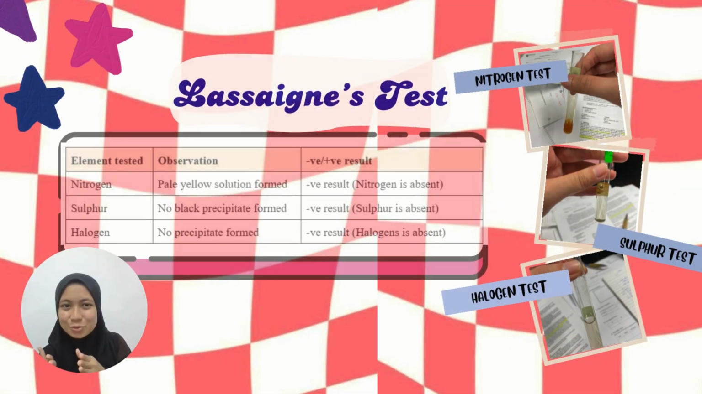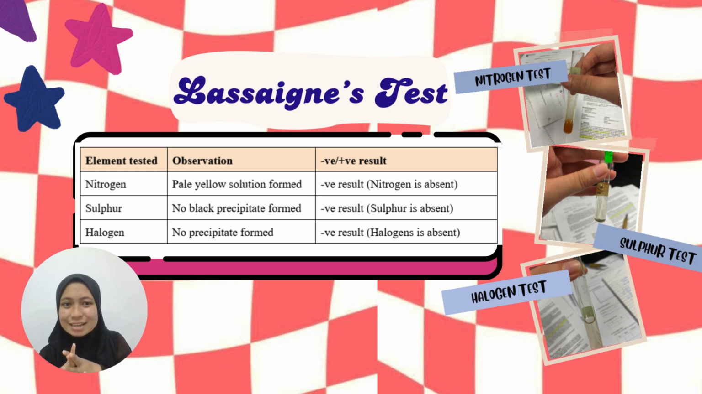So next, we move to the Lassaigne test, which is a qualitative analysis method used to detect elements such as halogens, sulfur, and nitrogen in organic compounds. It involves fusing the organic compound with sodium metal to form water-soluble sodium salts. The salts are then subjected to specific tests for nitrogen, sulfur, and halogens.